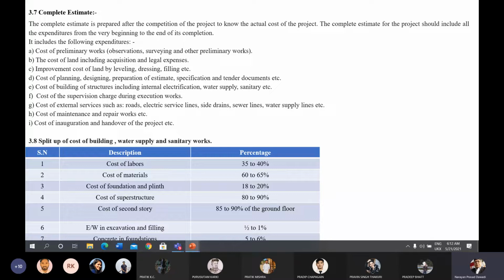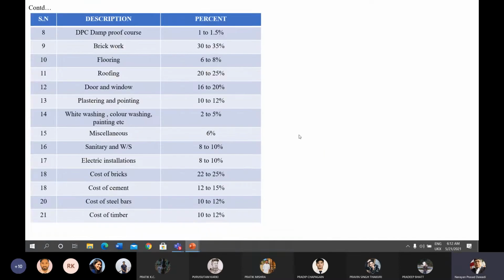If you consider the other stories of the building, the ground floor contains the foundations, but the other floors do not have foundations. That's why the cost of the second story will be 85 to 90% of the ground floor. This is the tentative split that can be made.